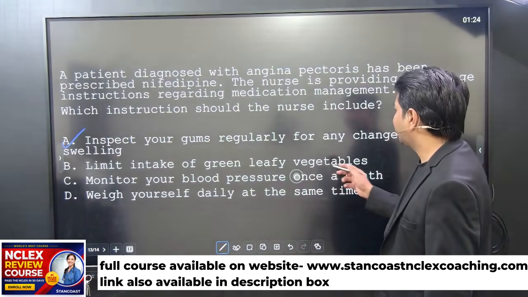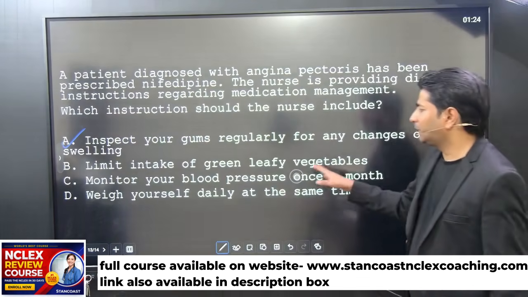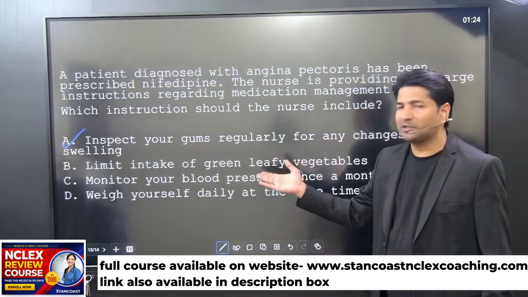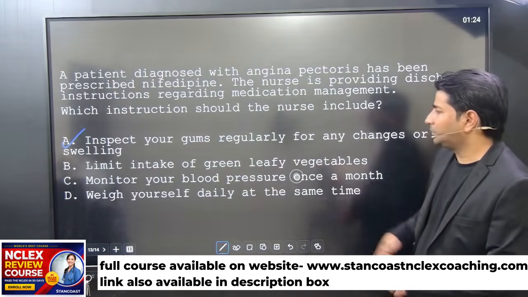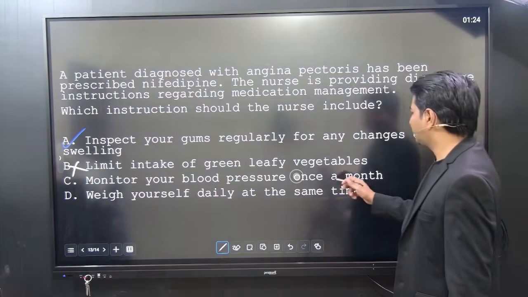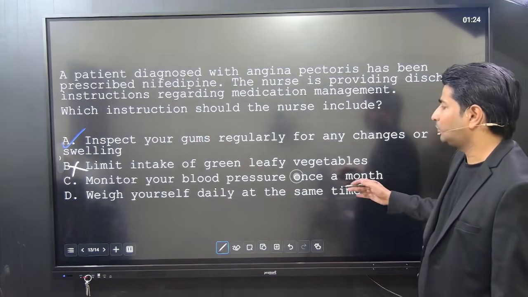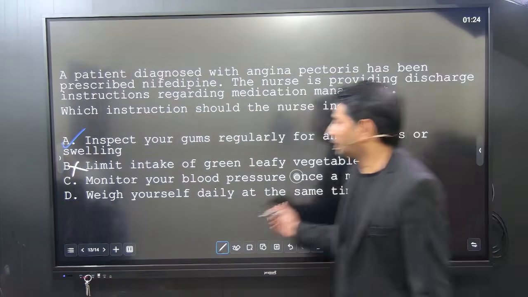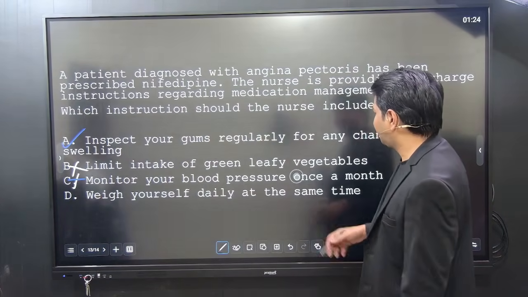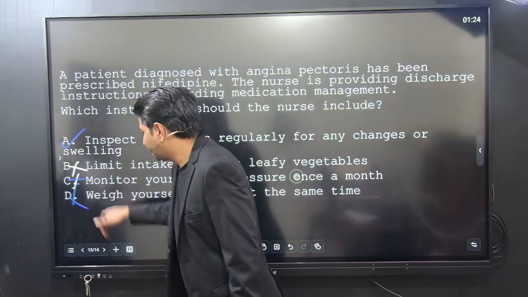Limit the intake of green leafy vegetables. We don't typically tell patients to take such precautions like reducing their intake of green leafy vegetables. This is usually advised for patients on warfarin, so this option is also incorrect here. Monitor your blood pressure once a month. Once a month is far too long. Frequent monitoring is required, not just once a month. So this is also wrong. Weigh yourself daily at the same time. There's no need to monitor weight with this medication.